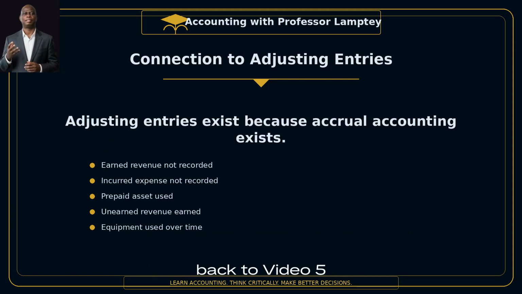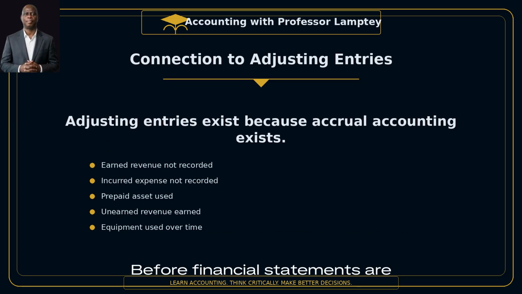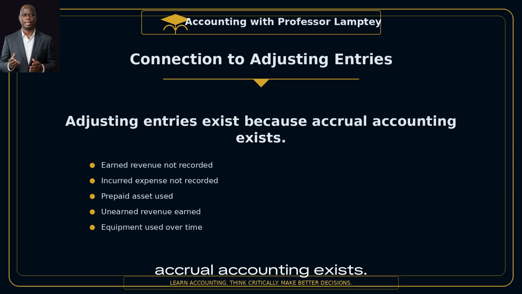Now let's connect this back to video 5 on the accounting cycle. Before financial statements are prepared, we make adjusting entries. Now you can see why. Adjusting entries exist because accrual accounting exists. If revenue has been earned but not recorded, we need an adjustment. If an expense has been incurred but not recorded, we need an adjustment. If a prepaid asset has been used, we need an adjustment. If unearned revenue has now been earned, we need an adjustment. If equipment has been used over time, we need depreciation.